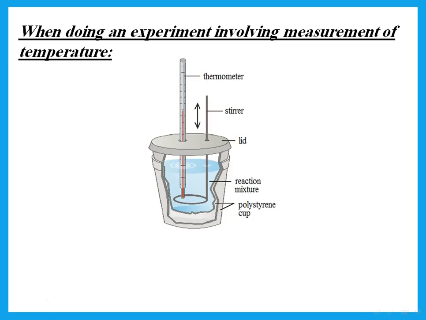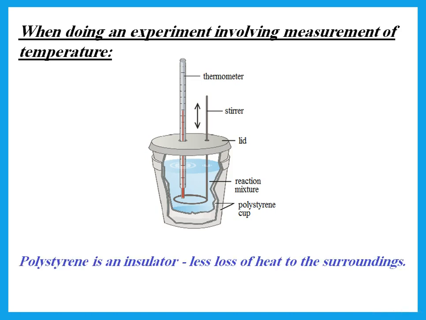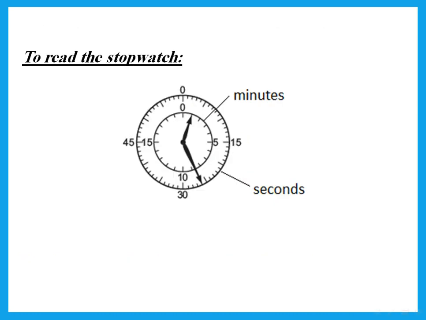Again, if we're doing an experiment that involves measurement of temperature, you have to remember that we do the experiment in something called a polystyrene cup, and it should have a lid. So if it doesn't have a lid, I should tell him it should have a lid. So the polystyrene cup with the lid is used in experiments in which I'm measuring temperature. This is because the polystyrene is an insulator, so there will be less loss of heat to the surroundings. Please remember all of these things are very important.